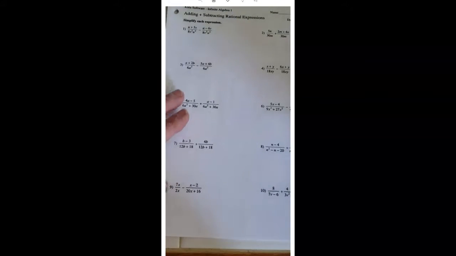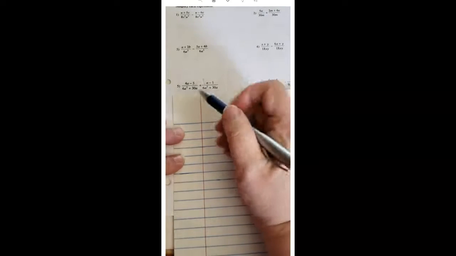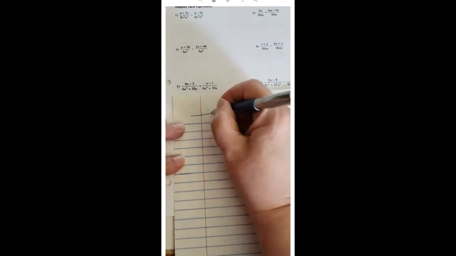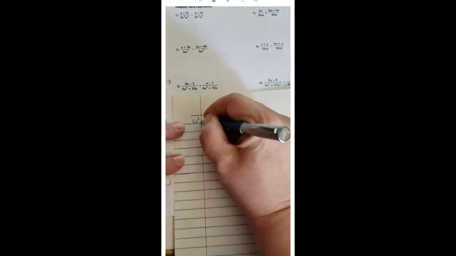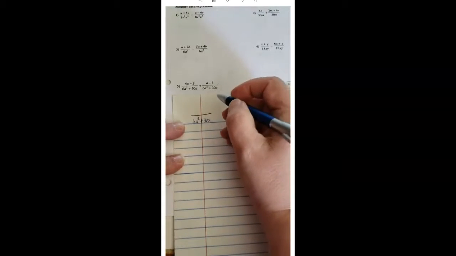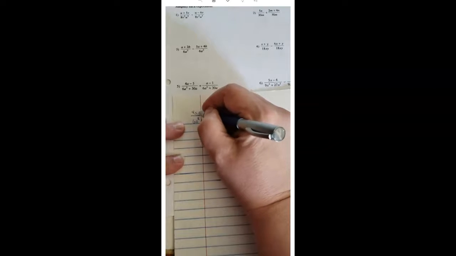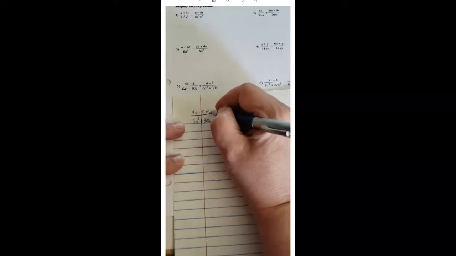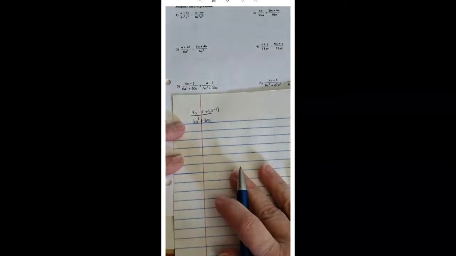Okay, so let's try some of our own. And again, yeah, you guessed it, adding and subtracting fractions, either one. So let's work on number 5. First thing to decide about number 5 is, does it already have a common denominator? And it does. So I'm going to leave my common denominator of 6a squared plus 30a. And I'm just going to work with the stuff that's on top of the fraction.